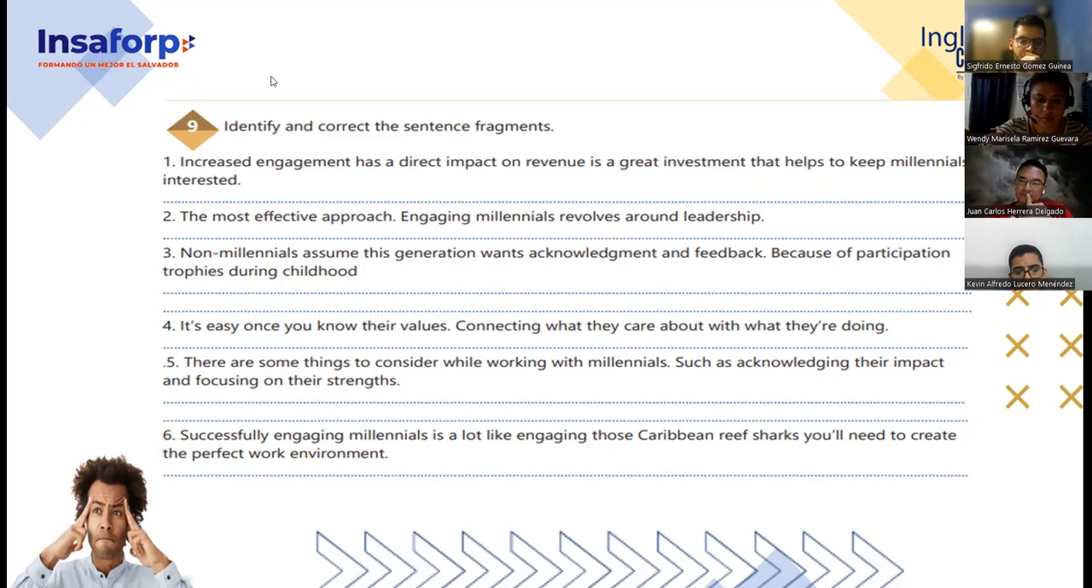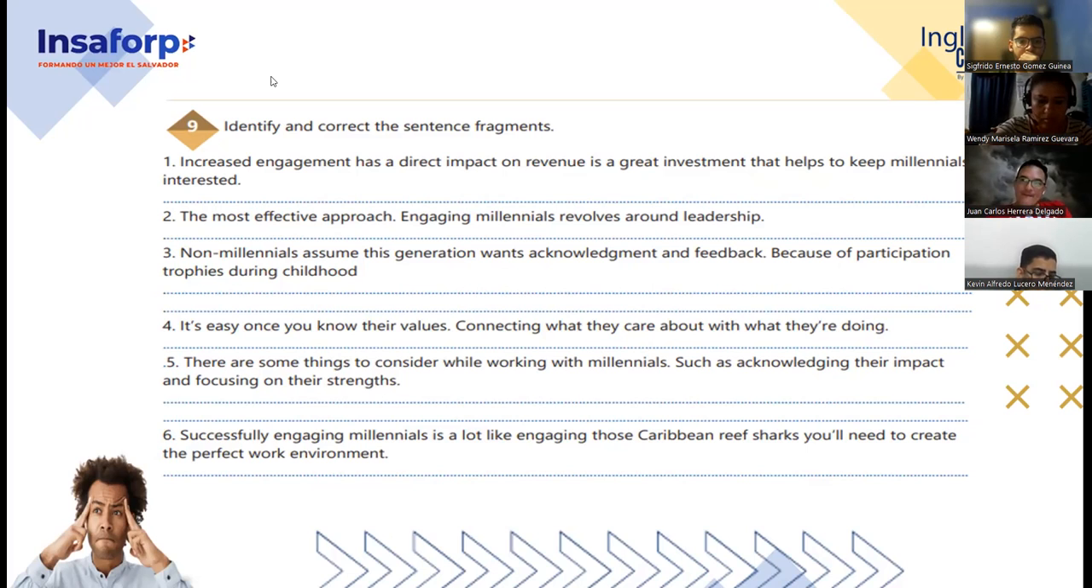Also, we can use a comma, because of participation trophies during childhood. Because if we say because of participation trophies during childhood, it doesn't make sense. So we can also use after feedback a comma to have an idea. So a comma, because of participation trophies during childhood. So the sentence is actually confused. It's not necessary emphasizing their childhood.